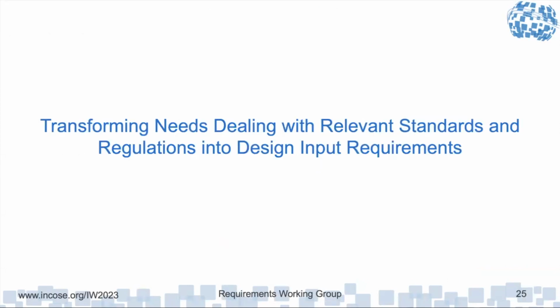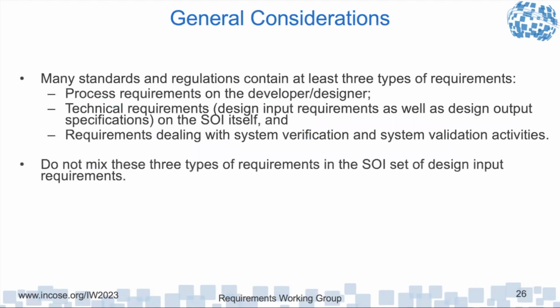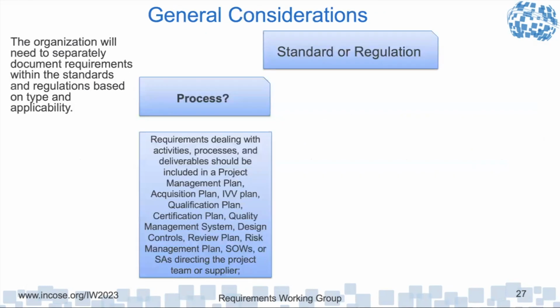So the next is transforming needs dealing with the relevant standards and regulations into the design input requirements. There are some general considerations I want to talk about, kind of the pink elephant in the room when it comes to standards and regulations. Like I said before, many standards and regulations contain at least three types of requirements: the process, the technical requirements in the system, and requirements on how we're going to do system verification and validation activities. And it's important that we don't mix these requirements in the set of design input requirements. The design input requirements for the system of interest should only include the technical requirements that are design inputs. They're going to have to be implemented in the design, and we verify the design and the system meet those requirements.